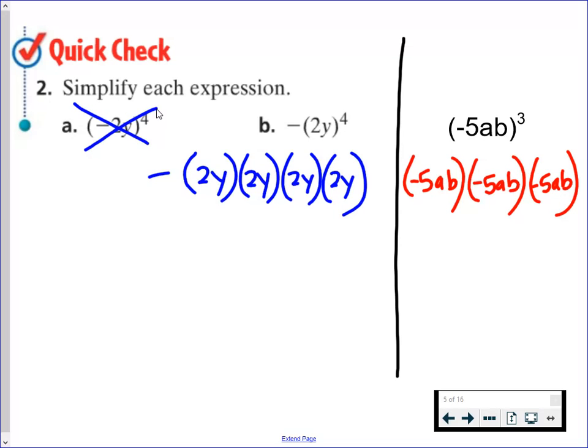Again, what's the difference? On the far right one, negative is stuck with the 5. On the left one, the negative is not stuck to anything. It doesn't go with any of the numbers. 2 times 2 times 2 times 2. How many y's are there? Negative stays in front, untouched.